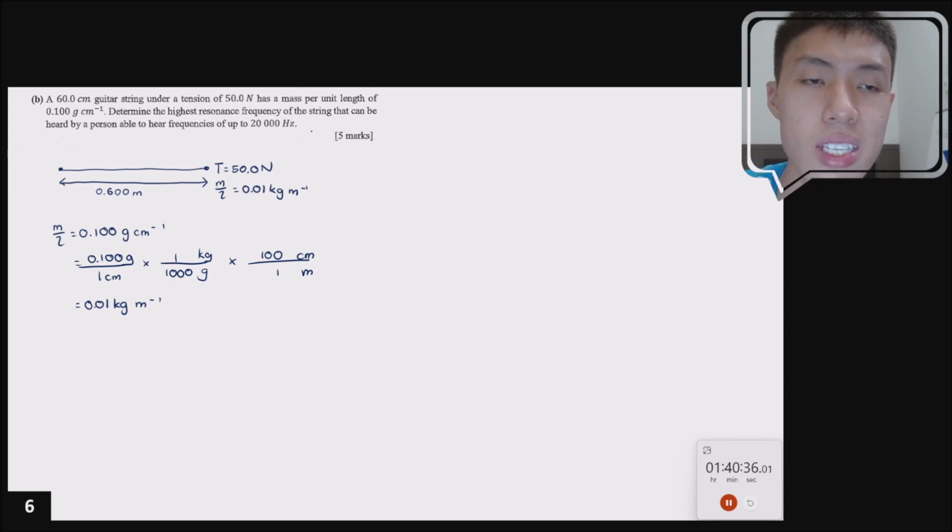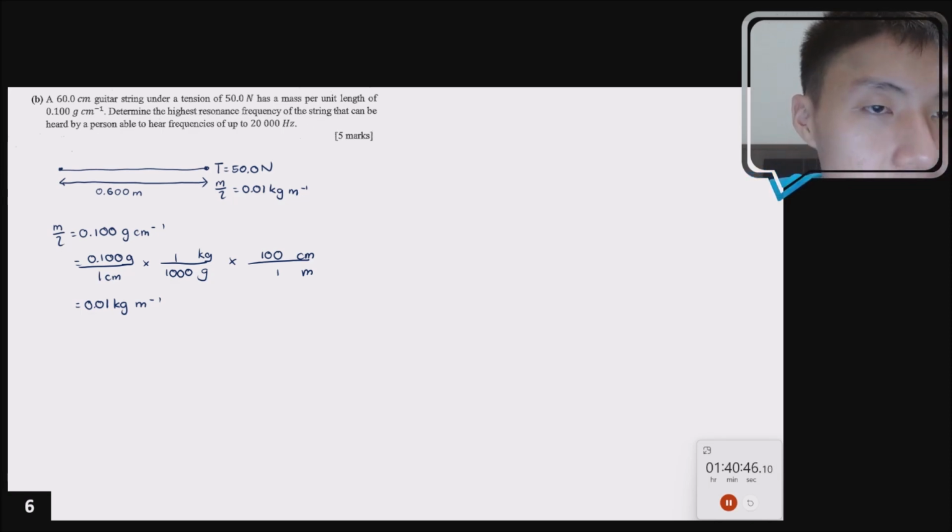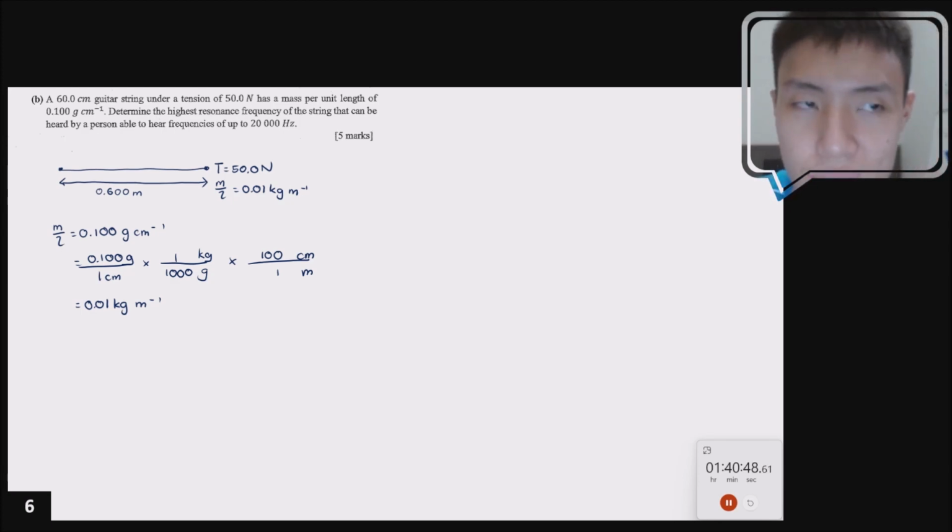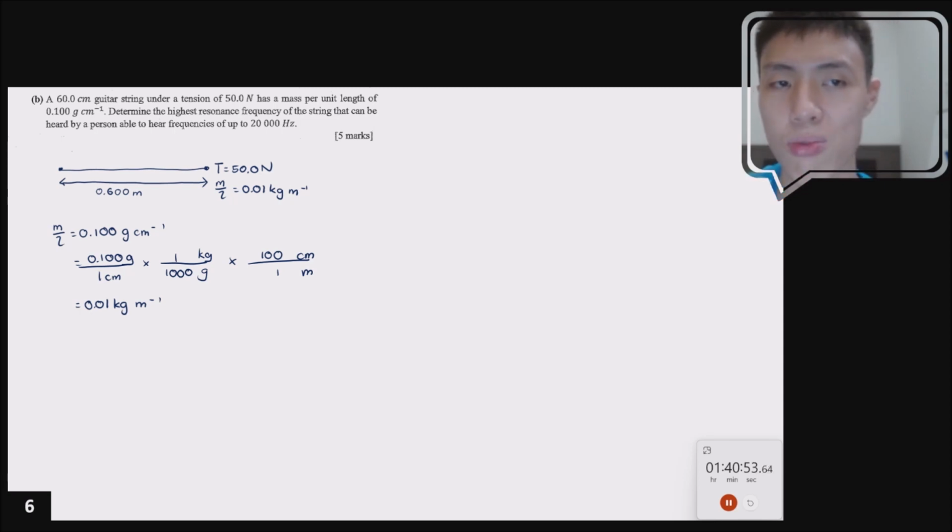Now they ask you to determine the highest resonance frequency of the string that can be heard by a person able to hear frequency up to 20,000 hertz. This means the person can listen up to a maximum of 20,000 hertz. So if that person can listen up to 20,000 hertz, what's the highest resonance frequency that they can hear? That's what we're going to find.